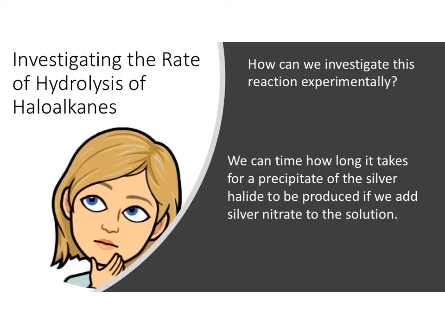So how could we investigate this reaction in the lab? What experiment could we do that would allow us to do this? Well, you'll notice that we're going to be producing chloride, bromide and iodide ions as a product, and therefore we could time how long it takes for a precipitate of the silver halide to be produced if we add silver nitrate to the reaction.